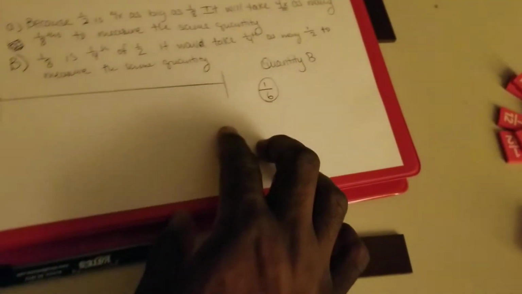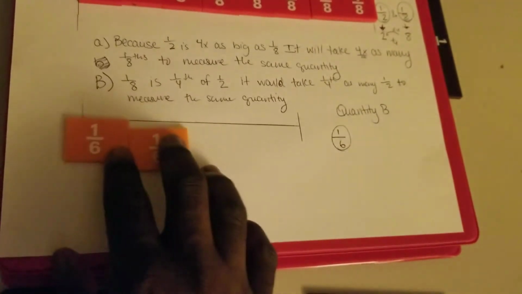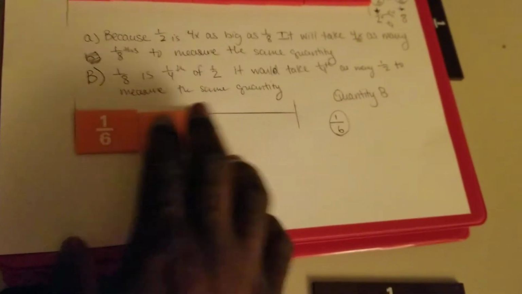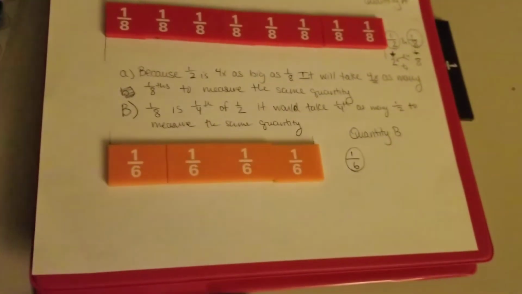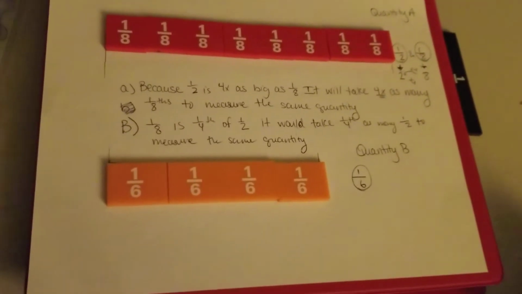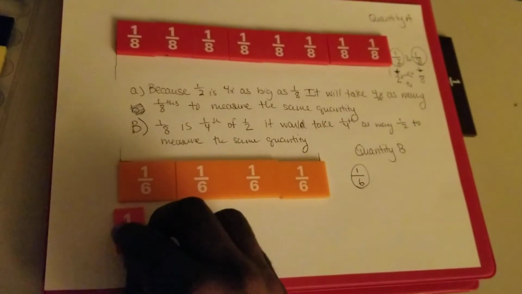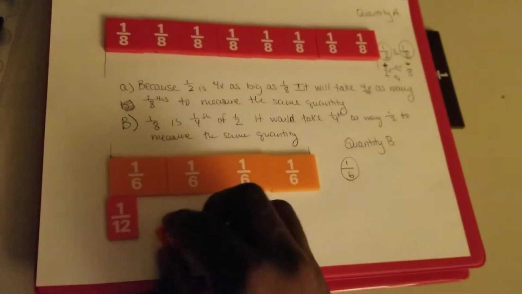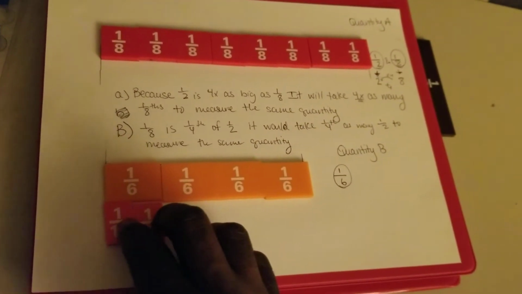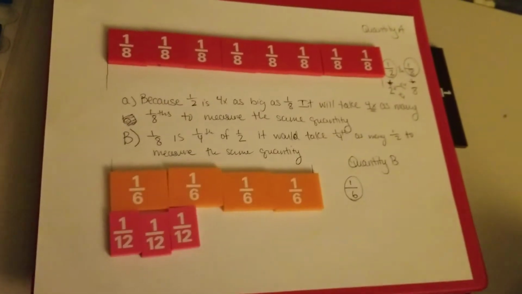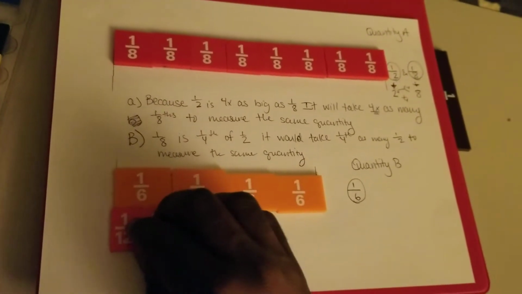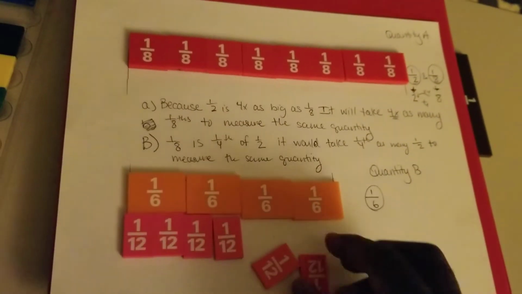Now let's move on to quantity B, and let's measure quantity B using sixths. If I measure quantity B using sixths, you'll see that there are 4 of them. What if I was to measure quantity B using twelfths? Well, I know that for every sixth, there are 2 twelfths. Why is that the case? That's the case because 1/6 is twice as big as 1/12.